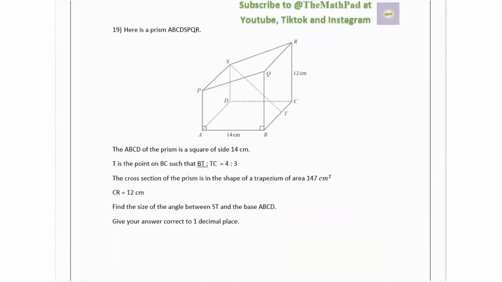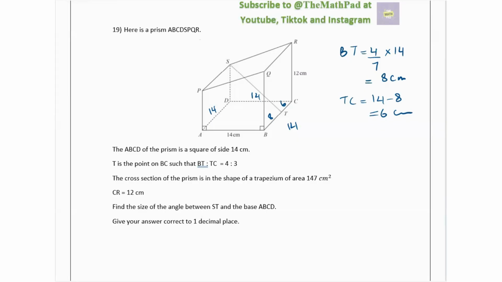Then it says here's a prism ABCD SPQR, and the ABCD of the prism is a square of side 14 centimeters, which means this is also 14, this is also 14, and this is also 14. T is the point on BC such that BT is to TC is 4 is to 3, which means BT is going to be 4 over 7 times 14, and that's going to be 8 centimeters. And TC is going to be 14 minus 8, which is 6 centimeters. So we have that sorted. This is 8, this is 6.